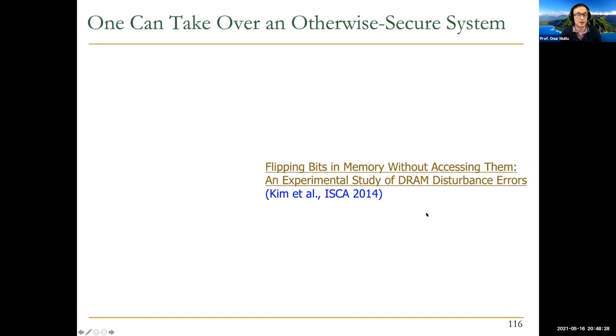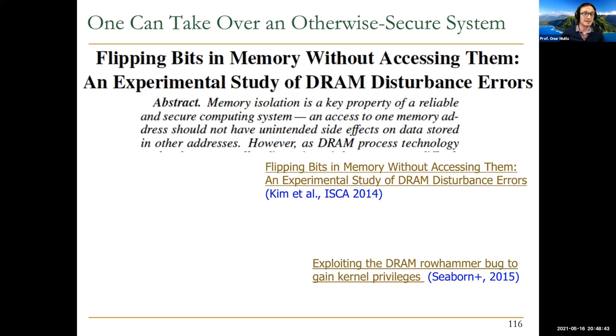And when we first wrote the paper, we said that you could use this effect to crash your system, do denial of service. But even worse, someone can take over or hijack your system by intelligently exploiting these bit flips. At the time we wrote the paper, we said that memory isolation is a key property of a reliable and secure computing system, and access to one memory address should not have unintended side effects on data stored in other addresses. And this is still fundamental, I think.